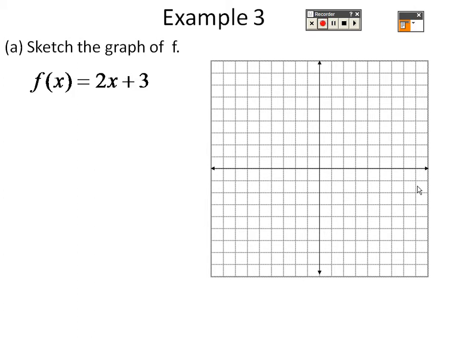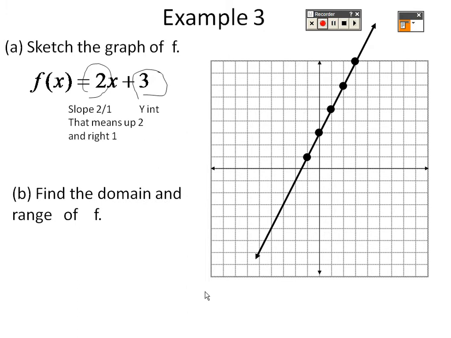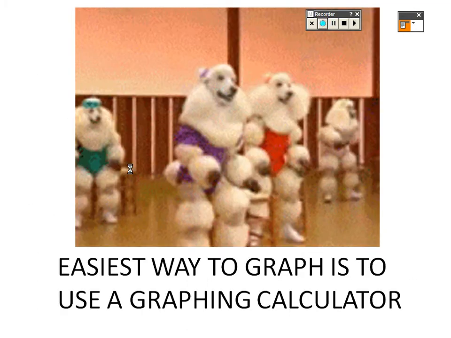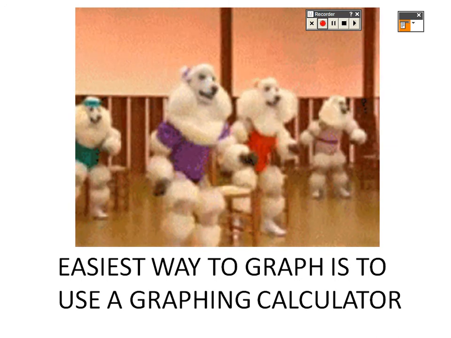Example 3, sketch this graph now. +3, 1, 2, 3, because it's the y-intercept. Right there, up 2 over 1, up 2 over 1, and just plot the points. We did this in the last chapter too. Find the domain. Do you see any roots? No. No roots. See any negatives? Or any fractions? No. So what does that mean? Very simply put, all real numbers are going to work. Once again, easiest way is to graph, which means please just graph using the graphing calculator.